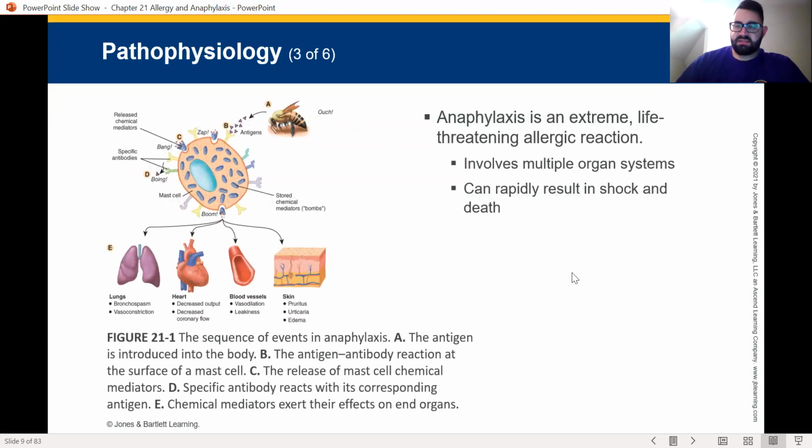So anaphylaxis, though, is an extreme, life-threatening allergic reaction. It involves multiple organ systems. The difference between an allergic reaction and anaphylaxis is that an allergic reaction is kind of focalized, localized. Anaphylaxis involves multiple body systems and can rapidly result in shock. Shock meaning anaphylactic shock. Shock is hypoperfusion. Hypoperfusion is shock. This is one of those shocks we talked about in chapter 13.